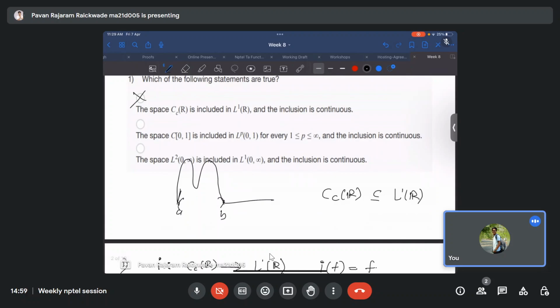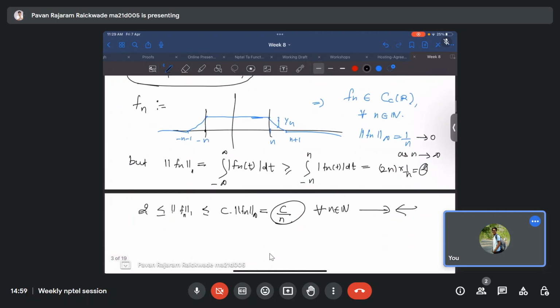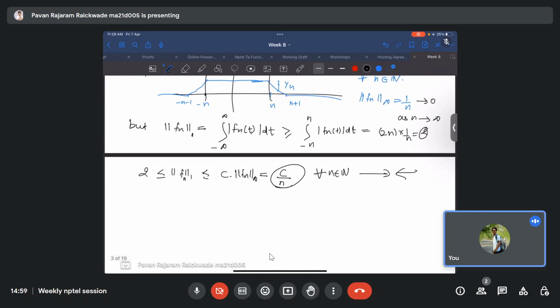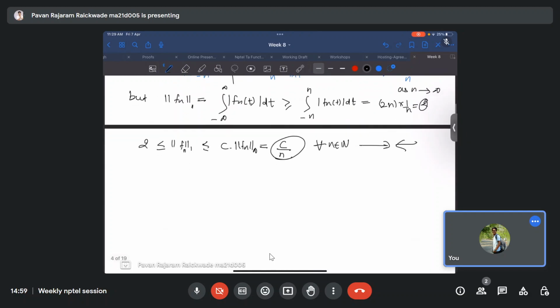And the second one. The second one says C[0,1], the set of all continuous functions on [0,1], is included in L^p[0,1] for every p going from 1 to infinity, and the inclusion is also continuous. So this is true. Okay, so we have to check.